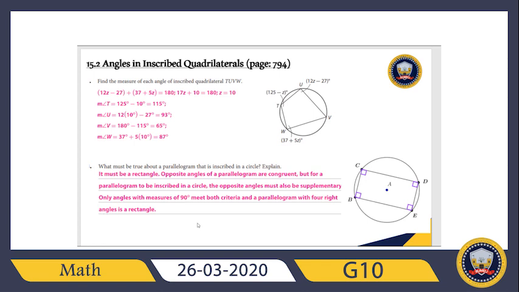Question. Can my parallelogram that is inscribed inside this circle be a square? What do you think about this? Yes, it can be a square. Why? Because a square is a type of rectangle. So in some cases, yes, my parallelogram can be a square. Alright?